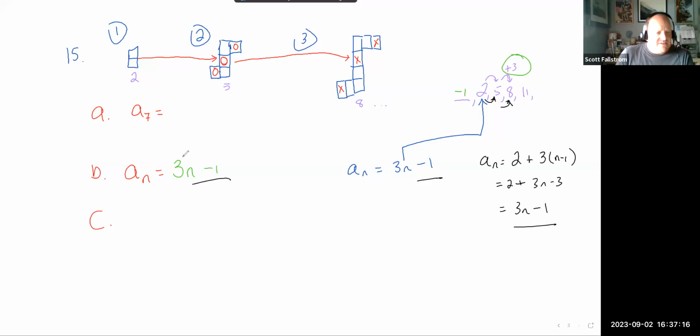So that makes it easier. When somebody says, what's the 7th term? You could just come up and put in a 7 and take 1 away. 21 minus 1 is 20. So done. There we go.